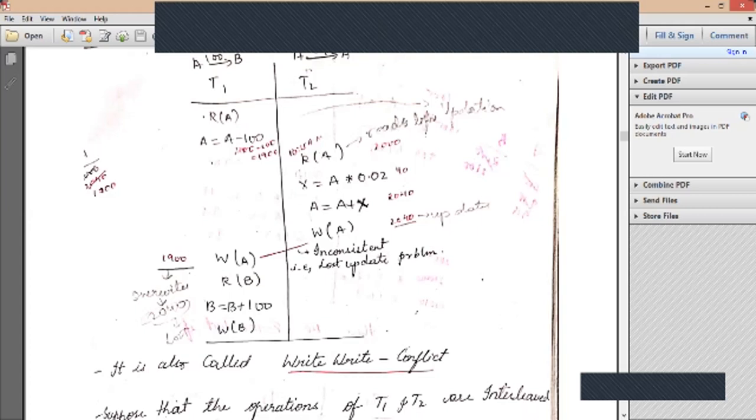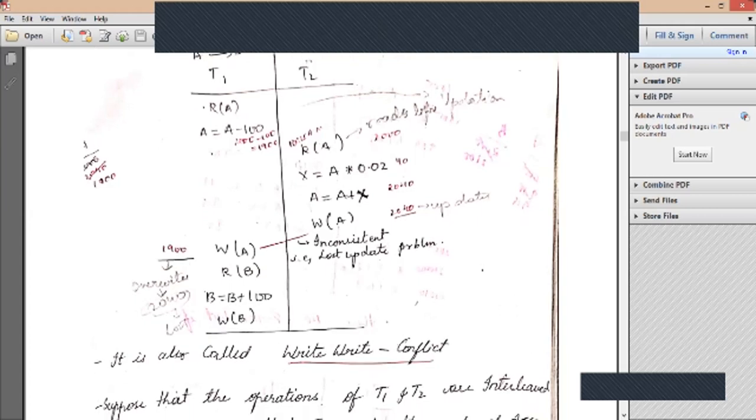Then after it, that is wrong. Now if we take this updated data, then the value which we get is wrong. So the before value and the present value are both inconsistent. This is nothing but called a write write conflict.